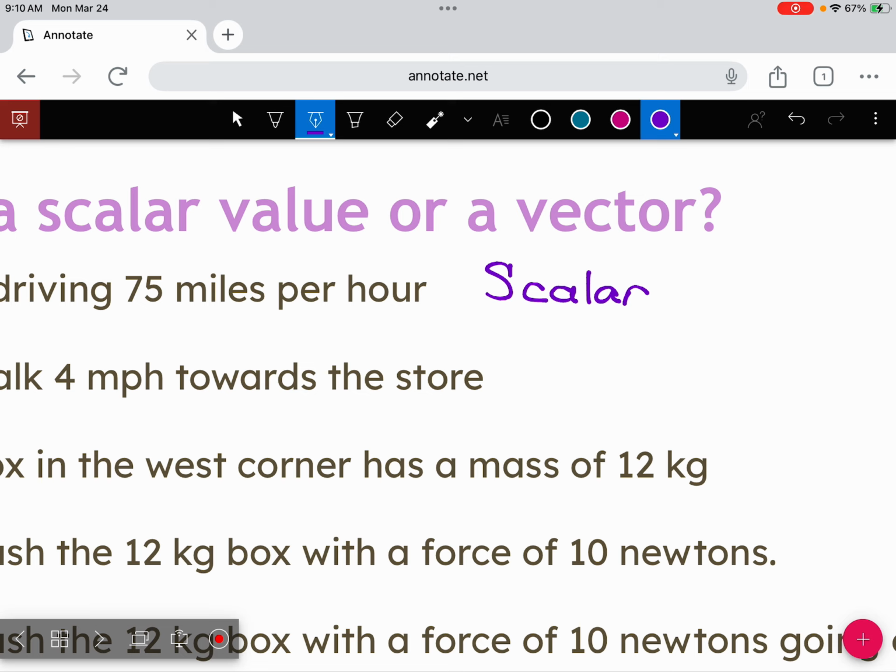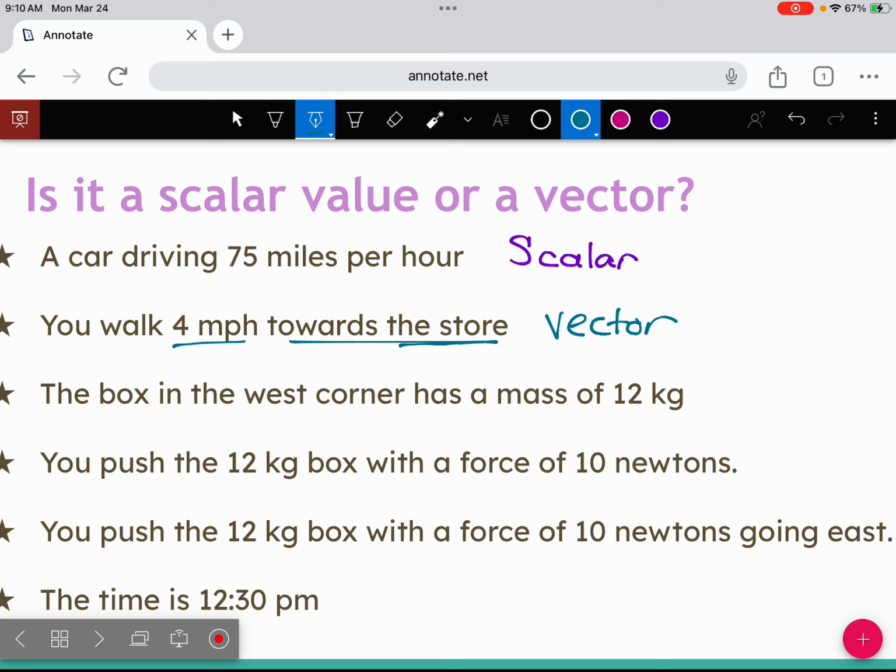And then if you walk 4 miles an hour towards the store, so we're going to the store, meaning I have a speed and I have a direction. It's not a super specific direction, but it is a direction. So since we have both a speed and a direction, we're going towards the store, this one's a vector. Vectors need to have both our direction and our magnitude. Magnitude would be counting as speed, strength, how quickly it's changing.